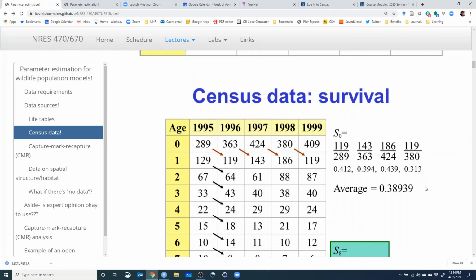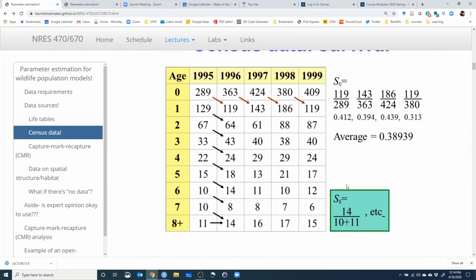Can you also do that for the survival for 1-year-olds? Yeah. 2-year-olds? Yeah. 3-year-olds? So you can do that for every age class in this population. We can get the average survival, and we can get the environmental stochasticity on those survival rates. So that's great. Census data is pretty cool.